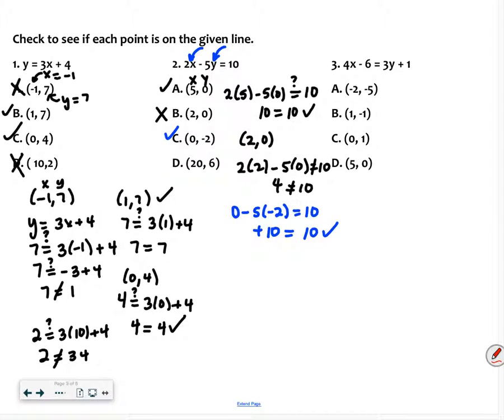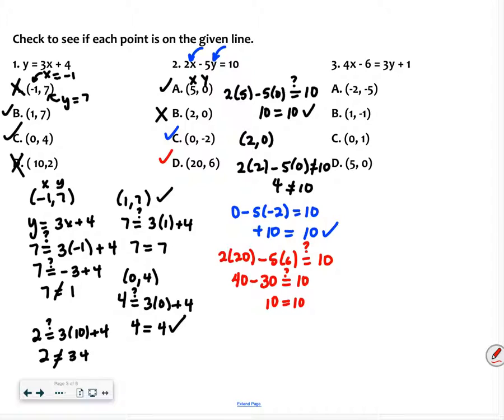Do another color for this one. So if I plug in 20 for x and 6 for y, this one's big numbers, but just because they're big numbers, don't assume that it doesn't work. So in this, I get 40 minus 30, and that is indeed 10. So that one works as well. So this one had 3 solutions that worked.